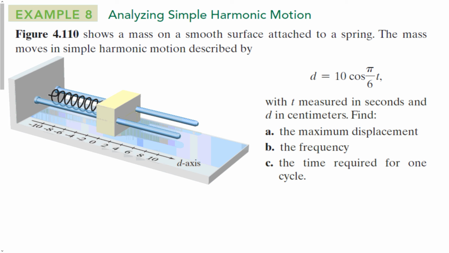Okay, so here we go. Here's a block on a smooth surface attached with a spring. The mass moves in a simple harmonic motion modeled with this equation. Notice that we're going to start by pulling it this way, so that it's going to start positive. We could push it to -10 and let it go, but then that would be an equation like that.